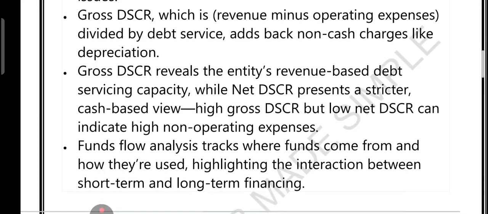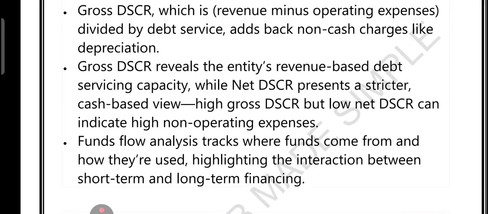So remember, if gross DSCR is high but net DSCR is low, it means non-operating or non-cash costs are draining the real cash. So two kinds of DSCR we have: gross DSCR, where we subtract operating expense from revenue and then divide by the debt service. It shows the potential to repay, while net DSCR shows the actual repayment capacity, right? So suppose gross DSCR is high, net DSCR is low. It means non-operating cash or non-cash costs are draining the real cash.